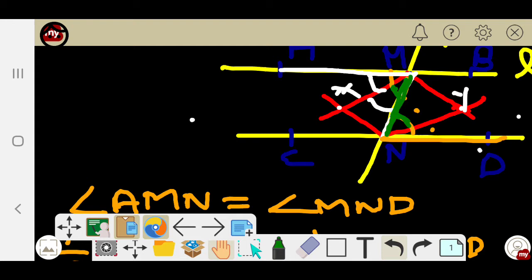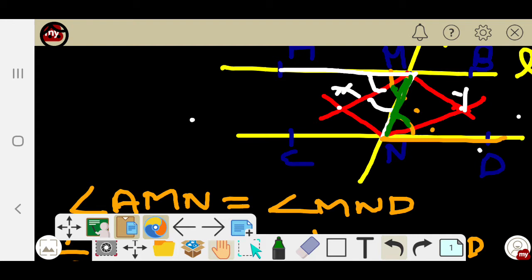Then next we have to prove that one angle is 90 degrees. If one angle is 90 degrees, then this is a parallelogram with one angle 90 degrees, which means it is a rectangle. Now we are going to prove that any one angle of XMYN is 90 degrees.